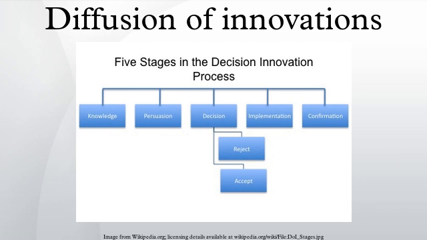Ryan and Gross first identified adoption as a process in 1943. Rogers' 5 stages, awareness, interest, evaluation, trial, and adoption, are integral to this theory. An individual might reject an innovation at any time during or after the adoption process.